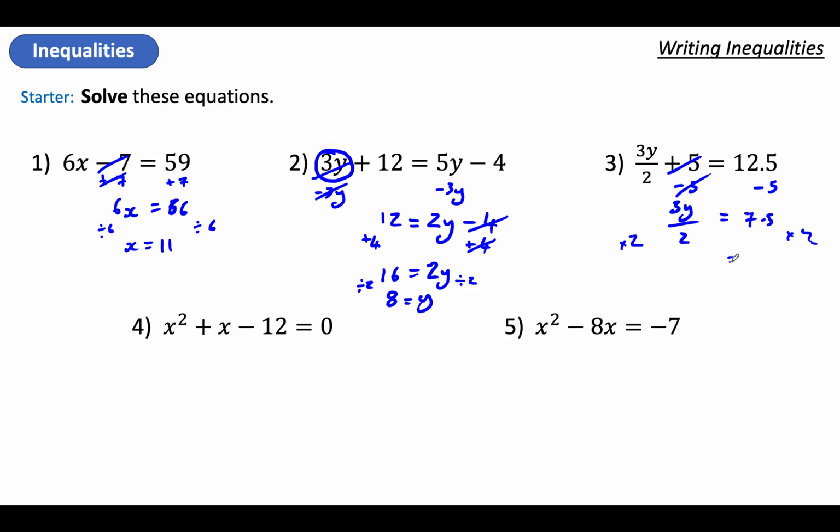And the right-hand side is now 15. The left-hand side, you don't times the top by 2. I'm timesing it by 2 to get rid of this dividing part here.